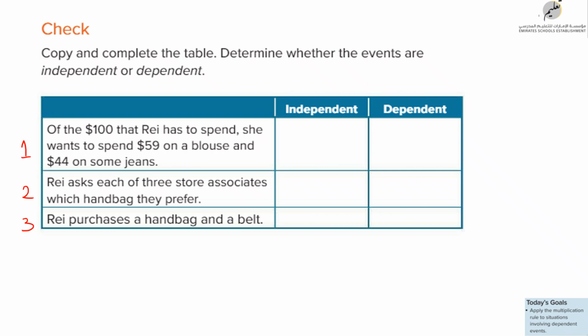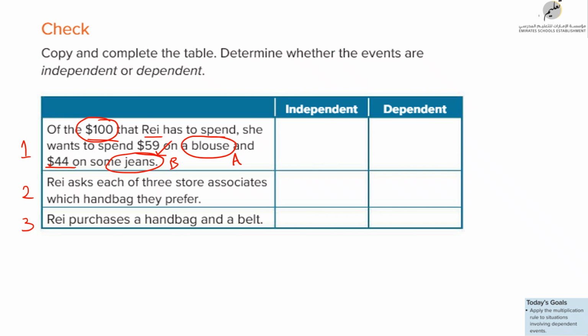Of the $100 that Ree has to spend, she wants to spend $59 on a blouse and $44 on some jeans. So she has to buy two things and she has a total of only $100. Now she's spending $59 on the blouse and $44 on the jeans. Are these events independent or dependent? Let's say the first event is the money she spends on the blouse and the second event is the money she spends on the jeans.